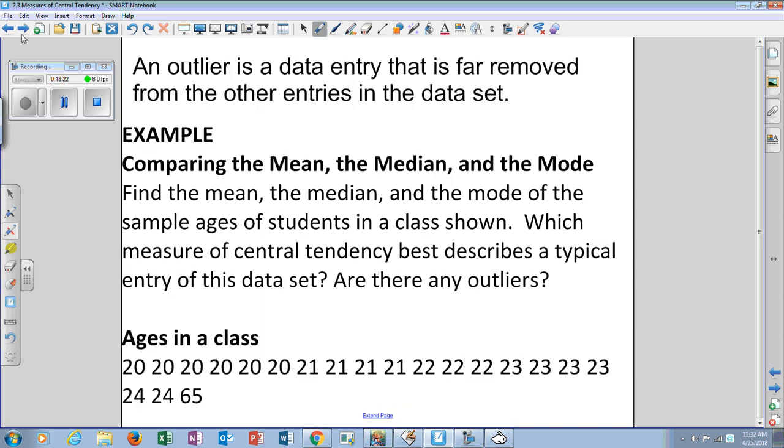An outlier is a data entry that is far removed from the other entries in the data set. So I don't remember if in your notes I put anything else there.